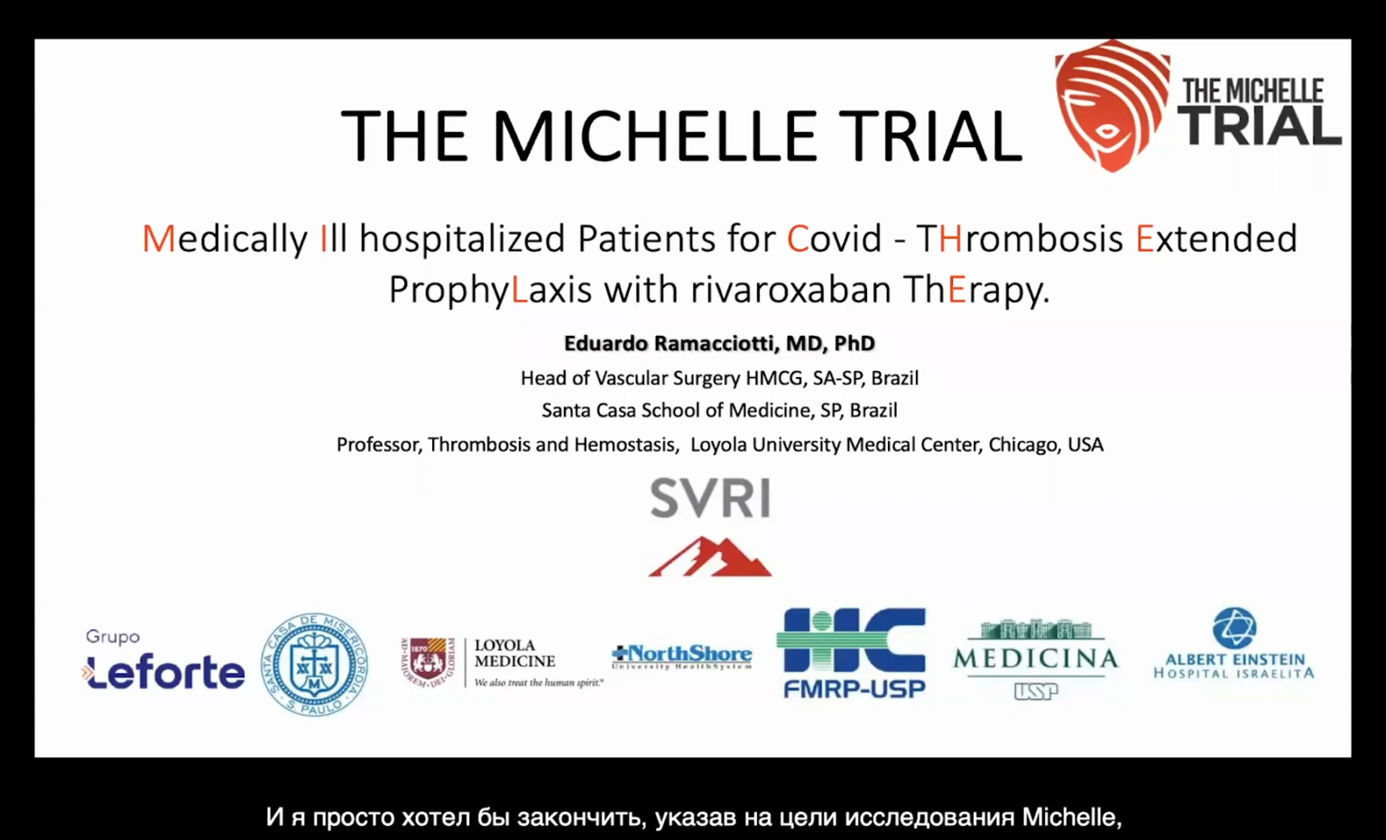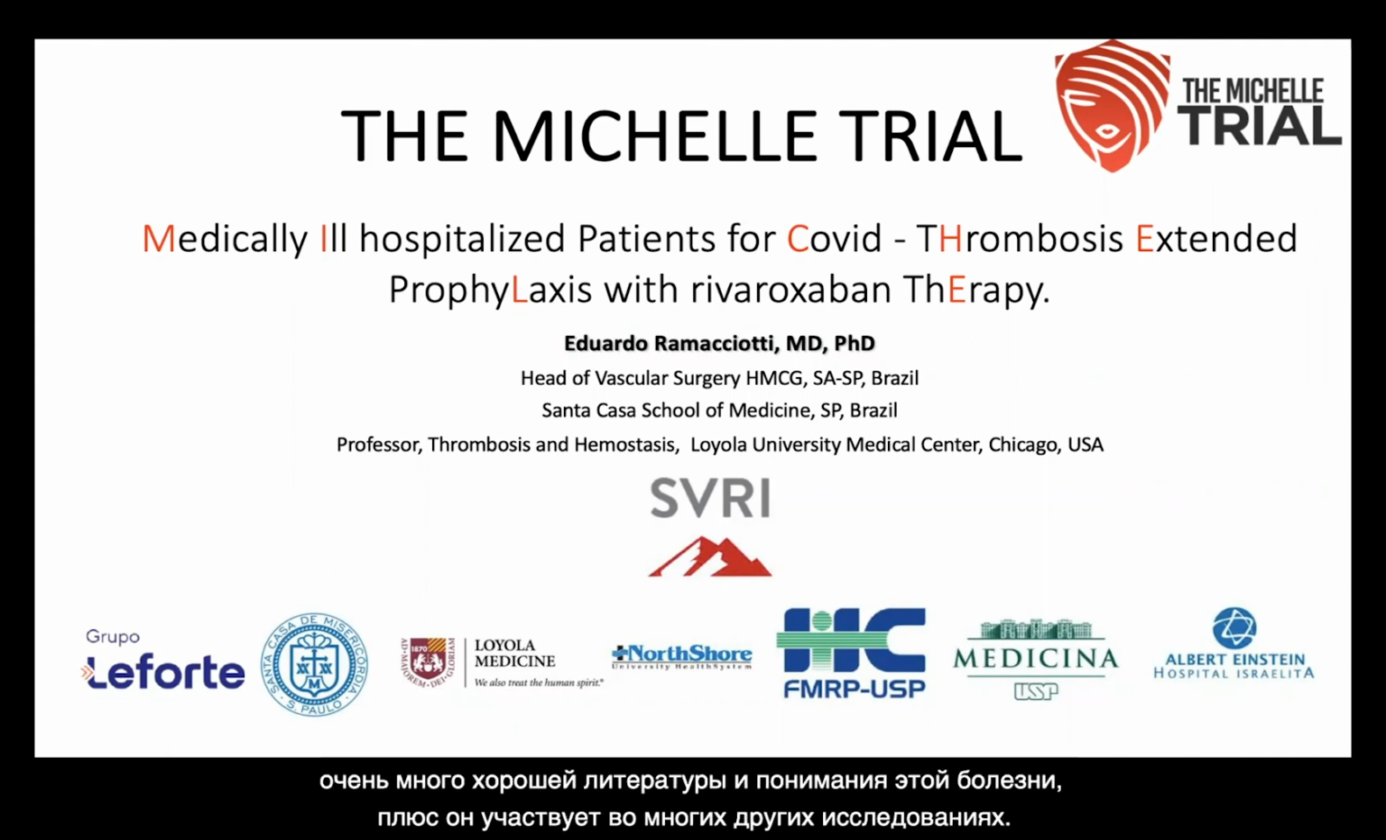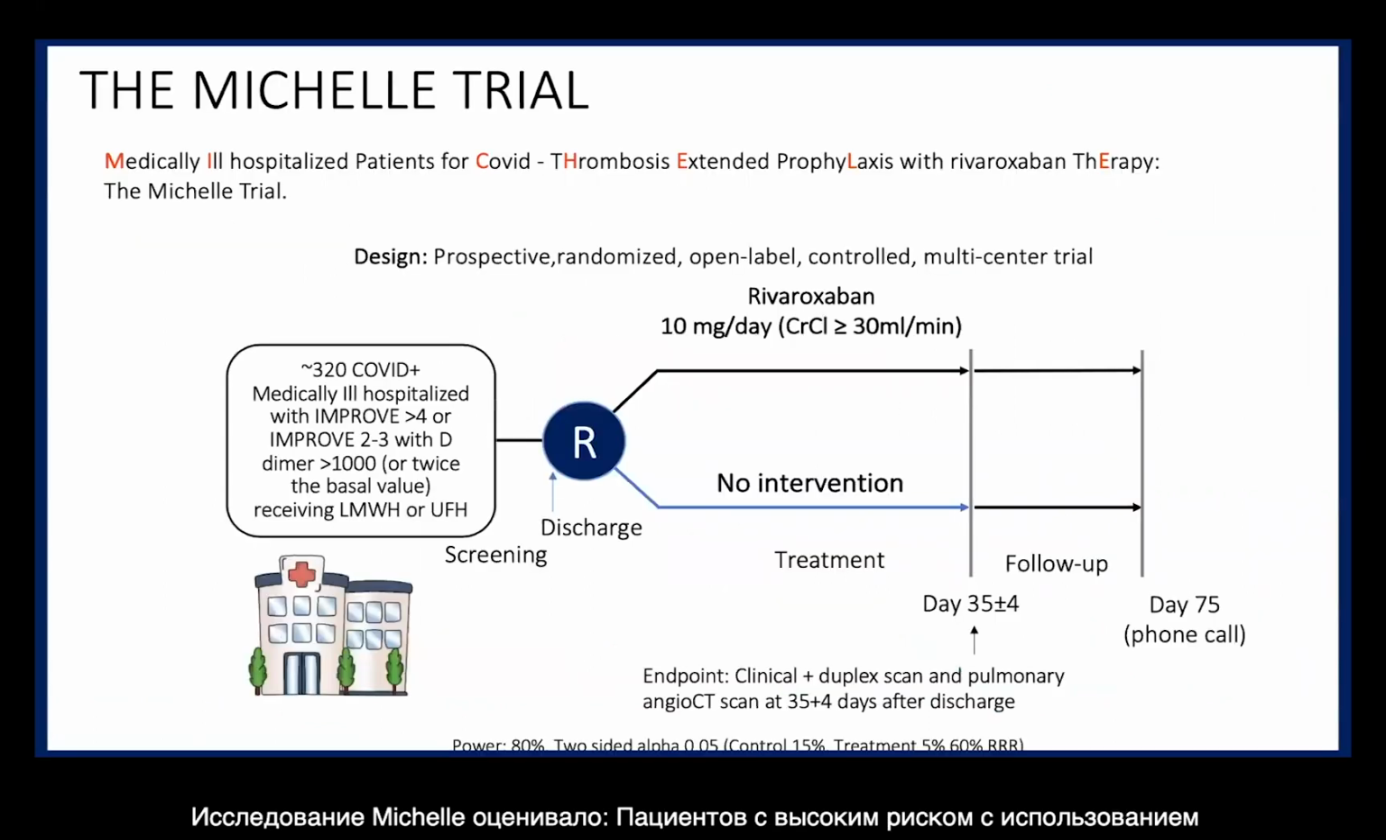And I would just like to close by pointing out the MICHELLE trial, which is by Eduardo Ramacciotti, who's a brilliant investigator that's produced so much good literature and understanding of this disease, and he's involved in many, many trials. And this MICHELLE trial is designed to evaluate high-risk patients using the IMPROVE or the IMPROVE D-dimer score, and give them rivaroxaban compared to control, and follow them at 35 and 75 days. So we're going to be very interested to see the results of this MICHELLE trial, which will give us further information.